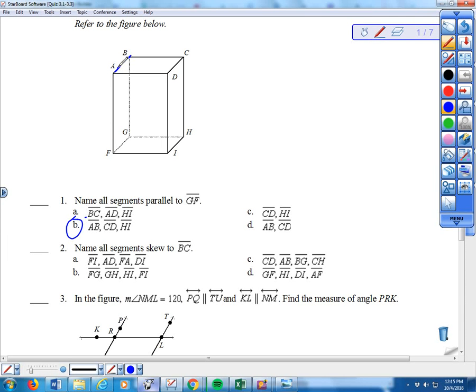Okay, what did I do? FI, AD. Oh, it would help if I highlight the right line. Okay, let's try this again. FI is parallel, so that's not it. FG, that's skew. GH, that's parallel. Let's go to C. CD intersects D. GF is skew, HI is skew, DI is skew, and AF is skew. So it's letter D.